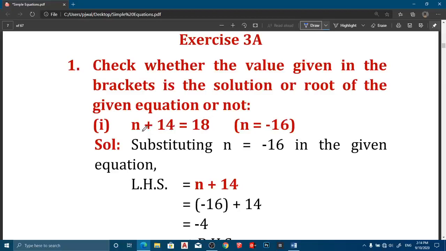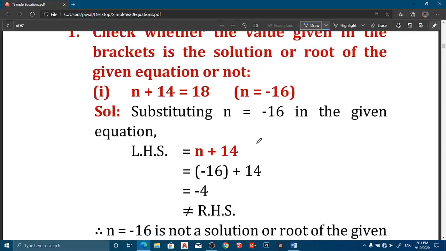You have to substitute or replace this n value with the given n value. Then you have to check whether the LHS value is equal to the RHS value or not. If it is equivalent to the RHS value, then we can tell that the given n value is the solution of the given equation. Actually, in your textbook, it is given n is equal to minus 6 maybe. In this exercise I wrote minus 16, so I will check with this value only. Okay. Now substitute n is equal to minus 16 in the given equation.